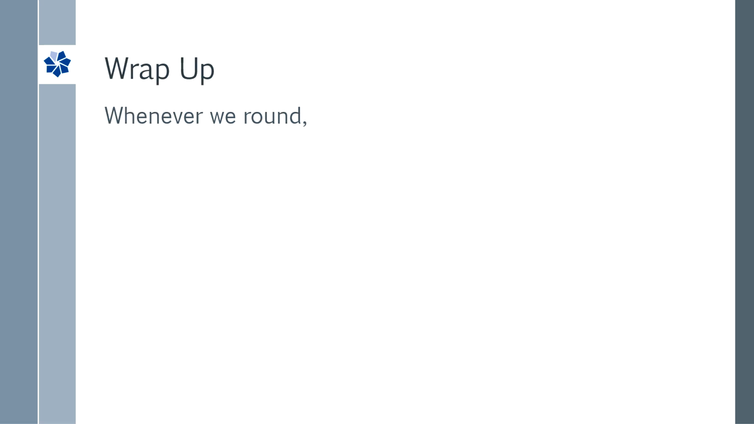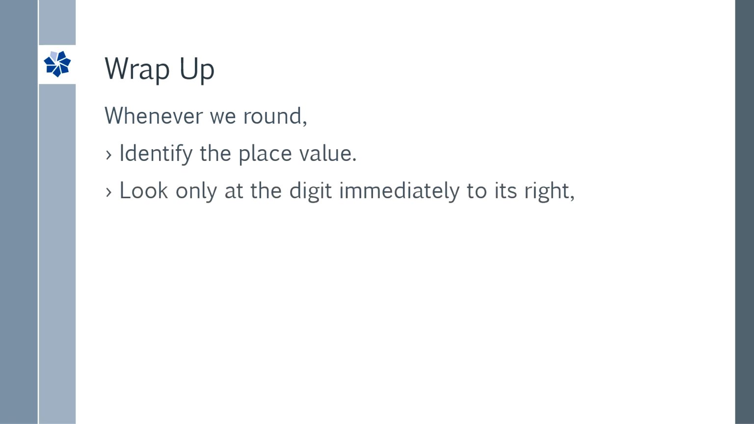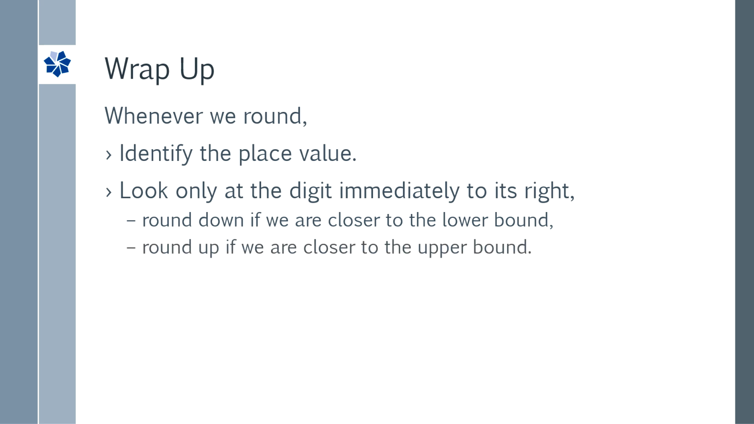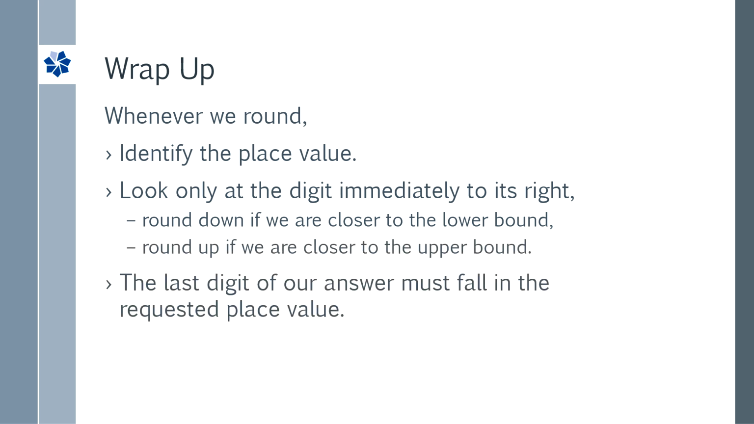Wrapping things up, whenever we round, we identify the place value. We look at the digit immediately to its right, round down if we're closer to the lower bound, round up if we're closer to the upper bound. The last digit of our answer must fall in the requested place value. Once again, we round only once and at the very end.